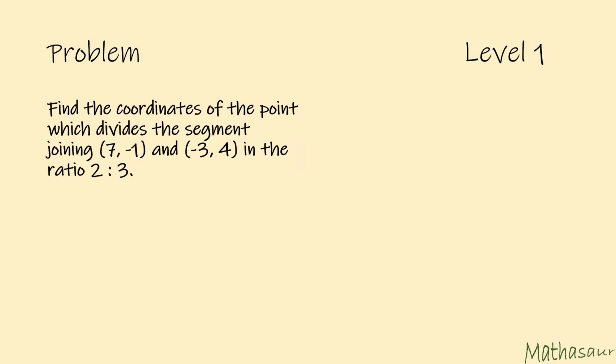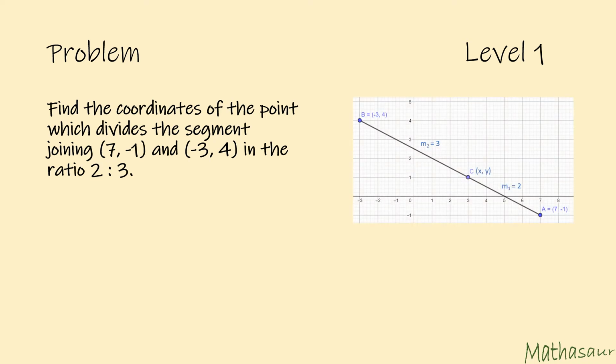Now let us see how to apply this formula. Let us look at a problem. Find the coordinates of the point which divides the segment joining (7, minus 1) and (minus 3, 4) in the ratio 2:3. Let us draw a figure and try to understand this problem. So we can draw points A and B. Now let us join the segment AB and we have to find a point C. Let us call its coordinates x, y, and we are given that C divides the segment in the ratio 2:3. So AC is to CB would be equal to 2:3.